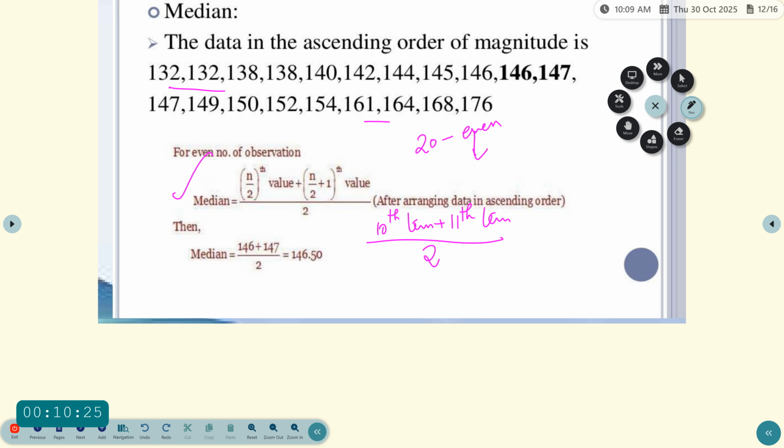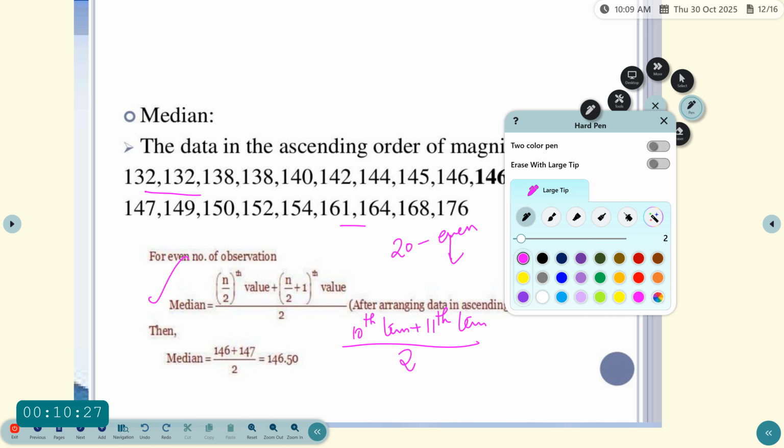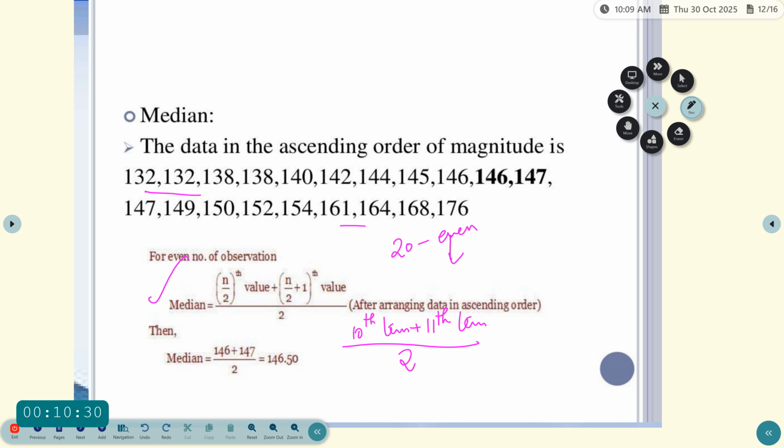What is our 10th term here? Let us identify the 10th term. 1, 2, 3, 4, 5, 6, 7, 8, 9, 10. The 10th term is 146 and the 11th term is 147. So 146 plus 147 divided by 2 is 146.5. So after arranging the data in ascending order, you have to choose whether the first or second formula is applied for median. If it is an odd number, use the first formula, n plus 1 by 2th term. If it is an even number, use the second formula, n by 2th term plus n by 2 plus 1th term, divided by 2.